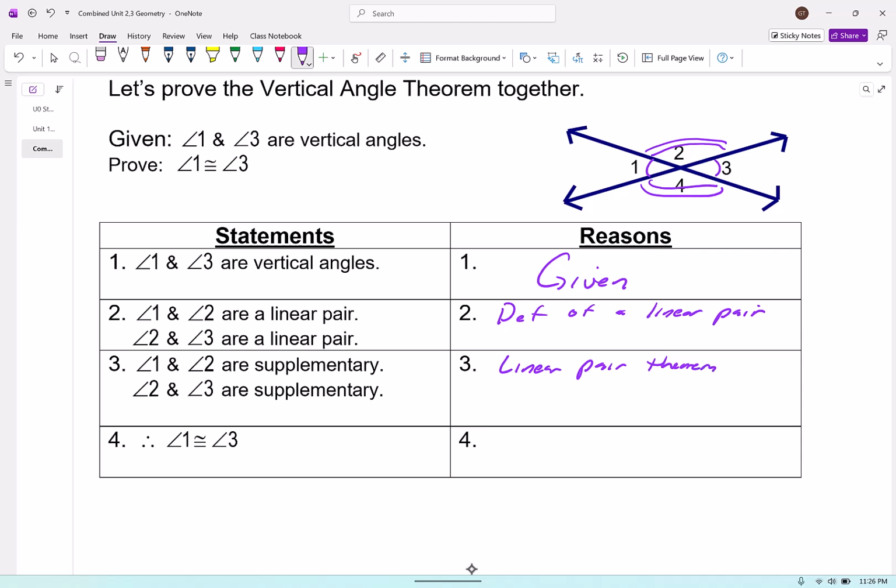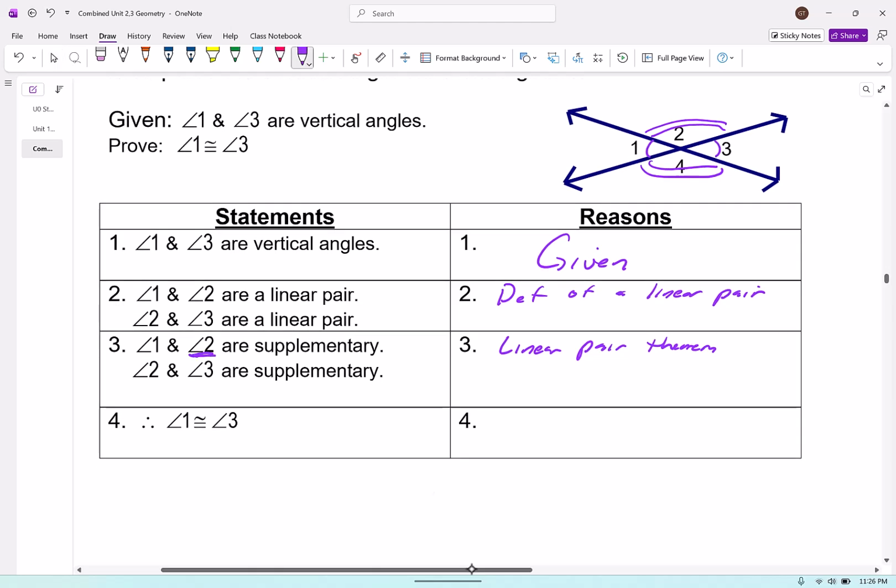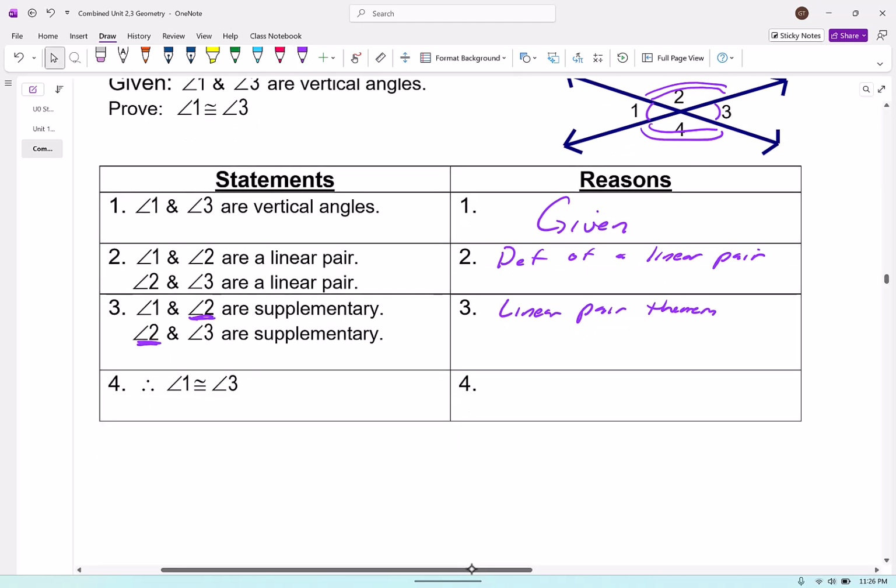It's the second time we've used this. When they say they are something, that's just the definition of it. If we draw a conclusion about it, that's because of a theorem. So 1 and 2 are supplementary because of a theorem. If that is the case, and since they are sharing one of these angles, we can say that they are congruent to each other, and that is by the congruent supplement theorem.